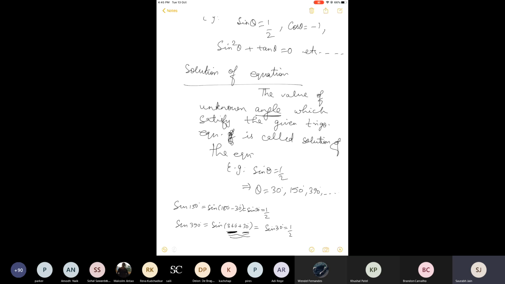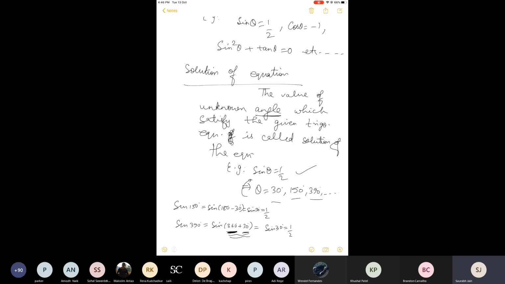So likewise there are so many angles. In fact there are infinite angles for which sine theta is half. Now we will learn to find all those angles. We will learn how to write all these angles, not like this 30, 150, 390. What is that notation by the help of which we can write all the angles which are solutions of this equation or such type of equation? This is what we have to learn in this chapter.